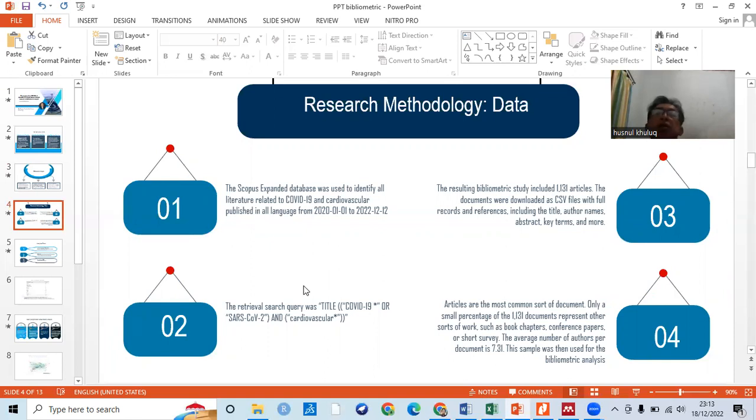1,931 articles. The documents were downloaded as CSV files with full record and reference, including the title, authors' names, abstract, key term, and more. Articles are most common sort of document. Only a small percentage of the 1,131 documents represent other sort of work, such as chapter, conference papers, or short survey.